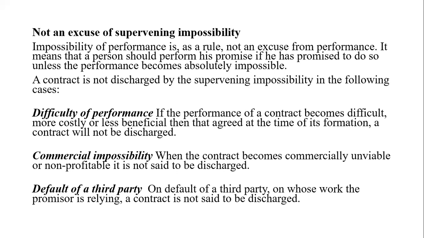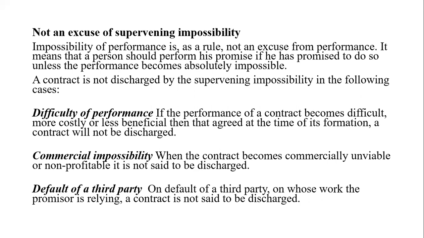The second is commercial impossibility. When a contract becomes commercially unviable or non-profitable, it is not said to be discharged. Like you have contracted Mr. A for 1,000 goods, which he should purchase at rupees 100 and sell to you at rupees 120. There will be a markup of rupees 20. But suddenly, after the contract, goods become more costly, like the purchasing price for the promisor is now 120. And if he sells the same to you, then there will be no profit. Still he is not discharged, he has to do the same.